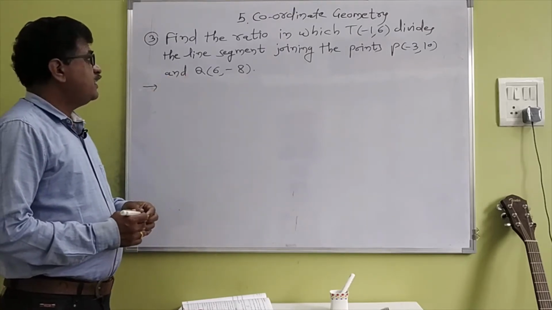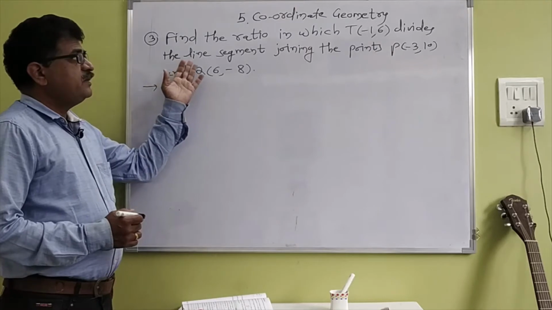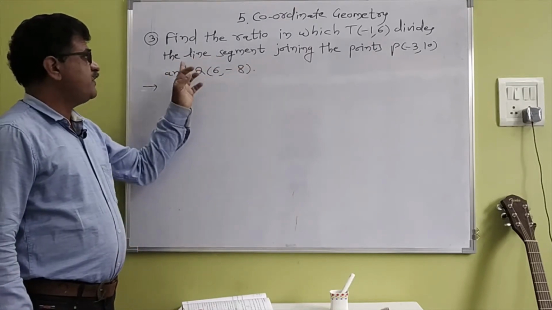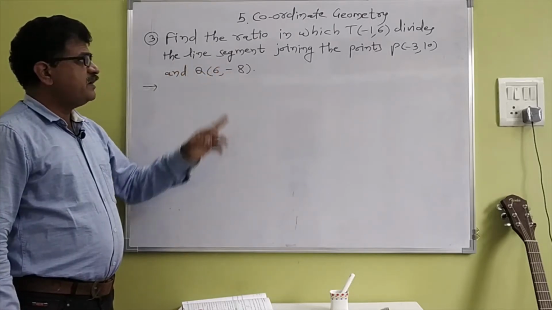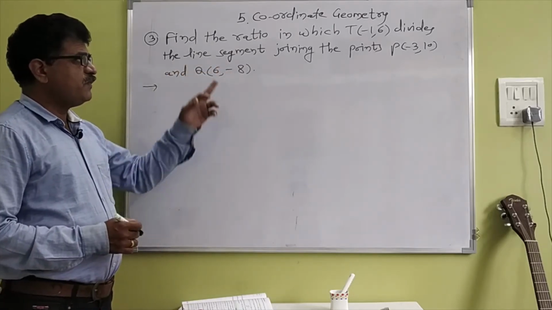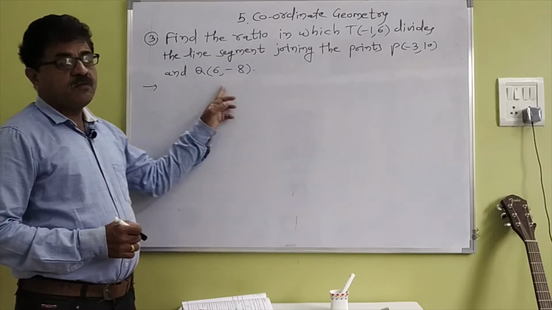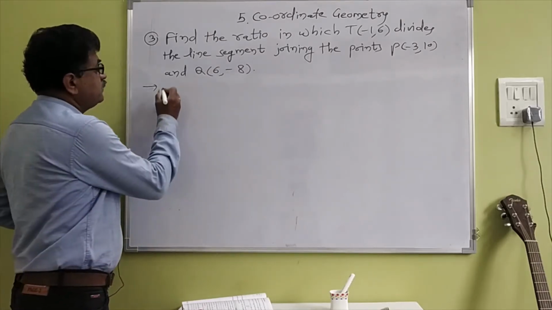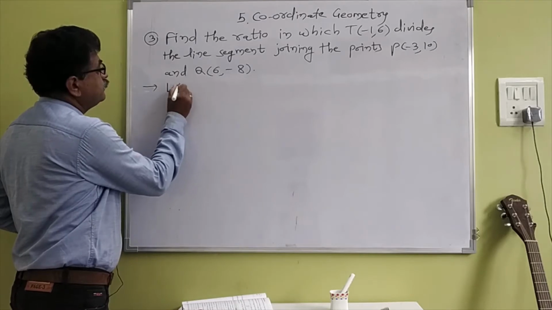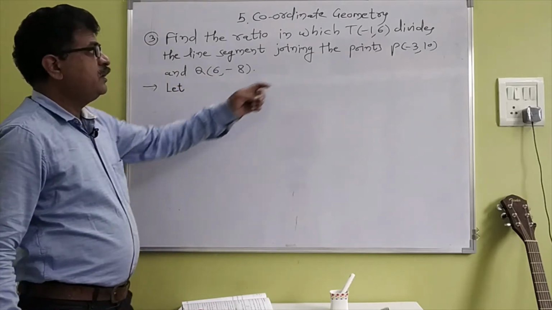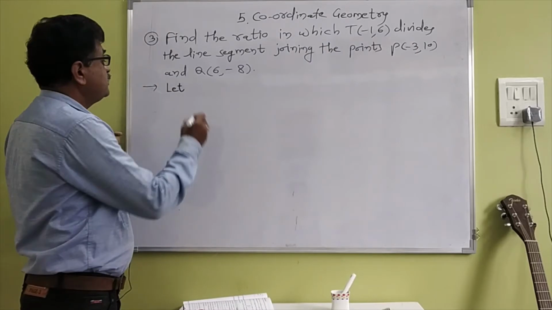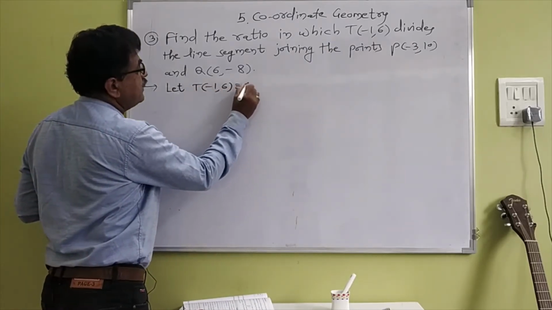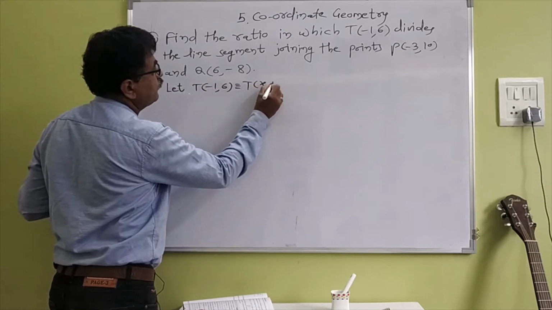Here the third example is: find the ratio in which T of -1, 6 divides the line segment joining the points P of -3, 10 and Q of 6, 8. Now first we consider let T of -1, 6 is equivalent to T of x, y.